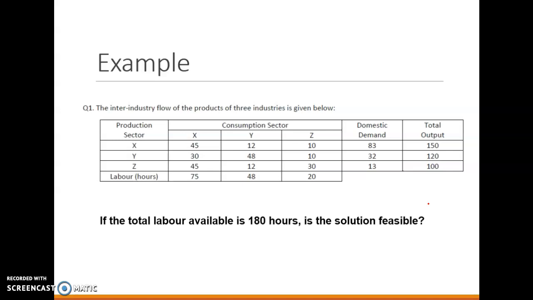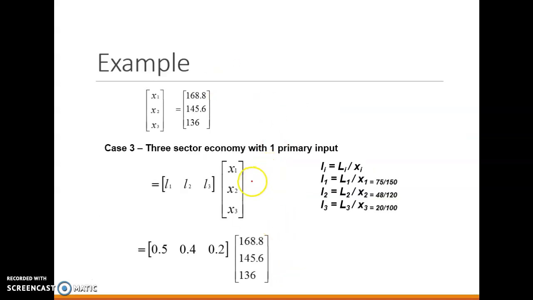So our question remains the same, and in addition it says: what if the total labor available is 180 hours? Is the solution feasible? First we have to see how many sectors. Three sectors in the economy with just one primary input. So the formula will be L1, L2, L3, a 1 by 3 matrix, multiplied by the 3 by 1 matrix X1, X2, X3. This is the formula we have to use.